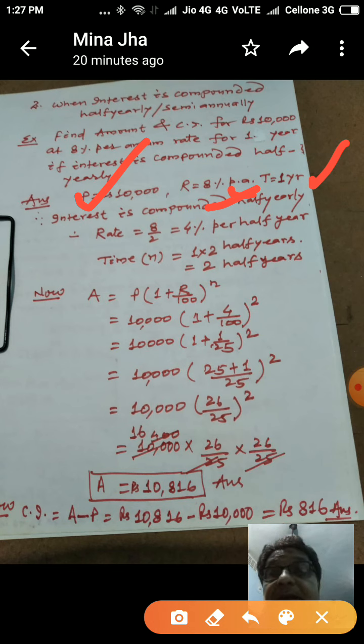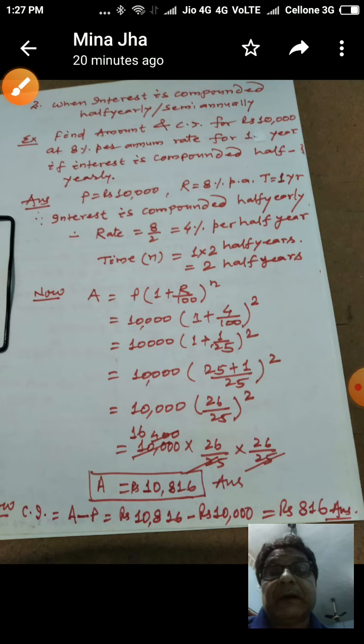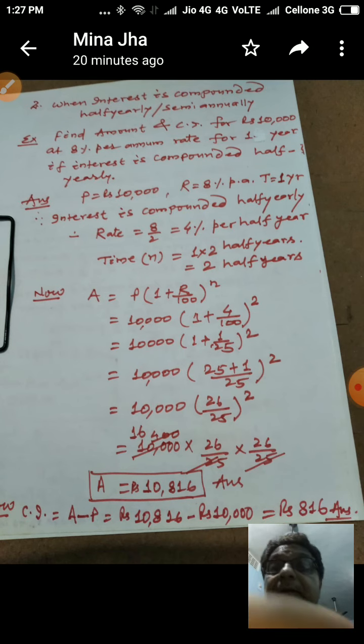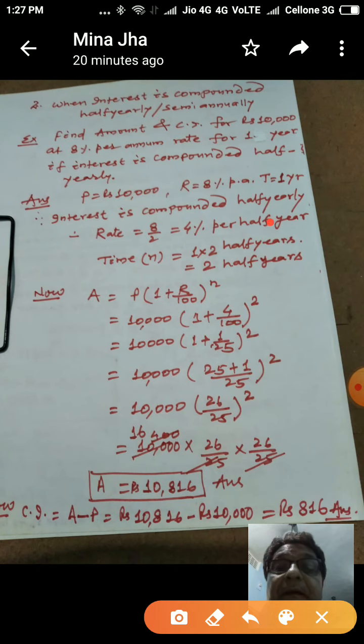Now since the condition is given that interest is compounded half yearly, that is on a half yearly basis, the rate is given annually and interest is calculated half yearly. So how is it possible? Taking the rate per annum, the yearly rate, how can we calculate interest half yearly? So this indicates that we must have a rate on a half yearly basis.